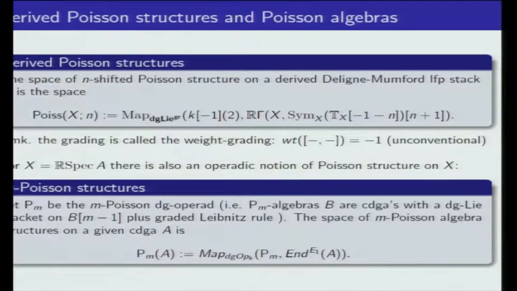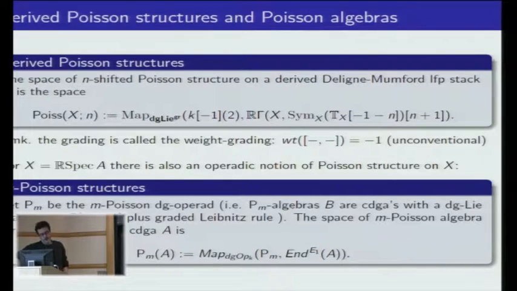So what is the space of n-shifted Poisson structures? You take the space of graded DG Lie maps from k[-1] in weight 2. So k is in cohomological degree 1, and it's in weight 2. The grading is the weight grading. And you map it to essentially polyvectors, shifted polyvectors, okay? RΓ(X, ∧^• T_X[n+1]), etc. These are the shifted versions of polyvectors.